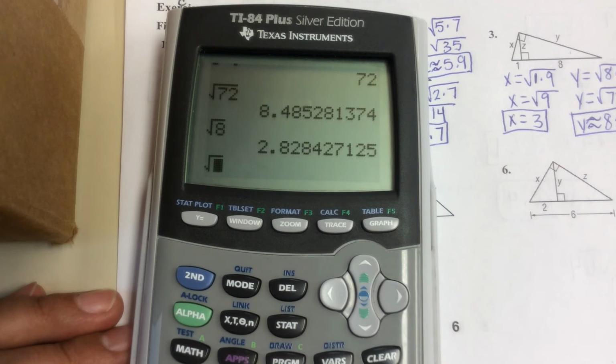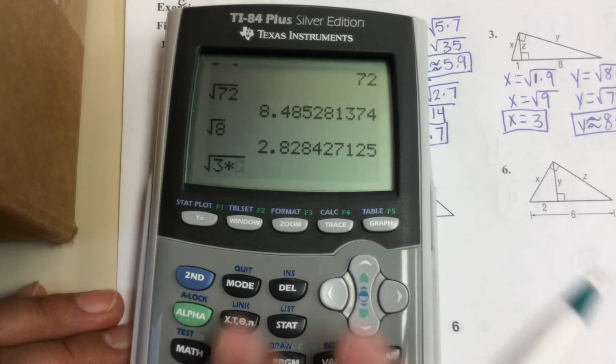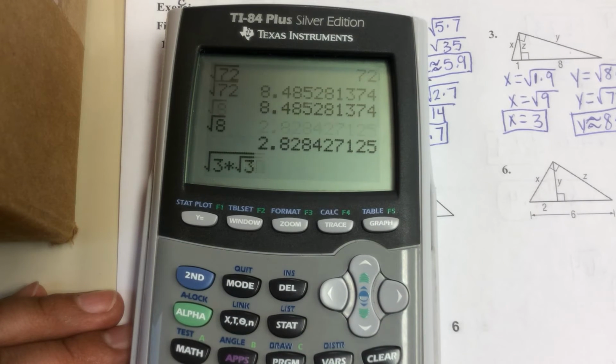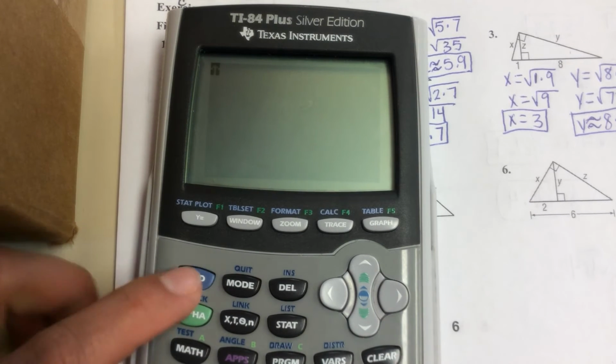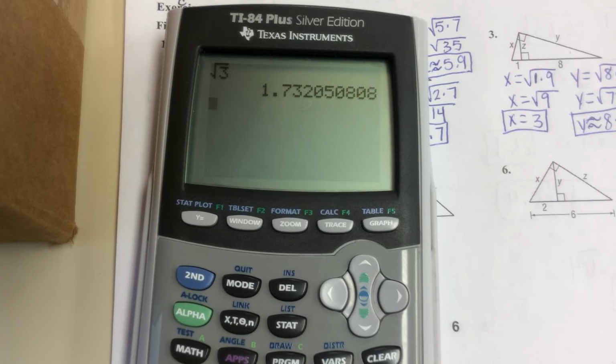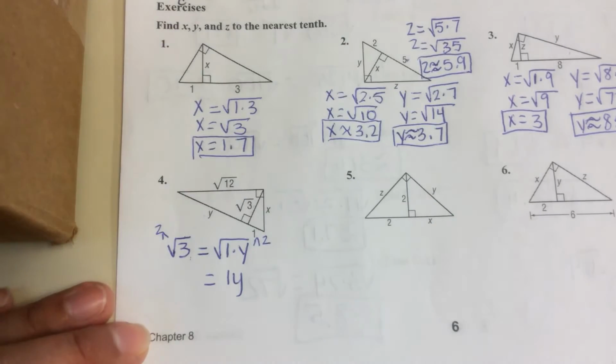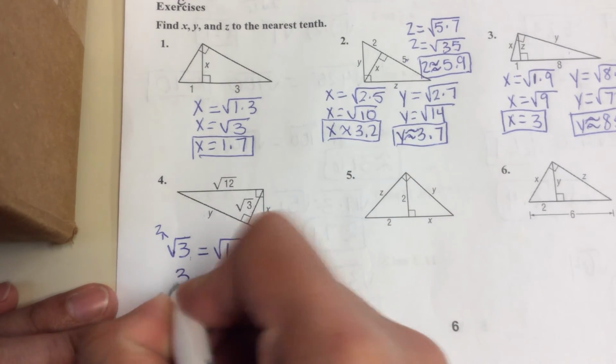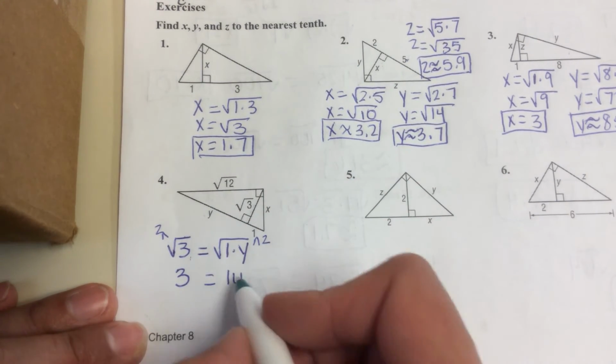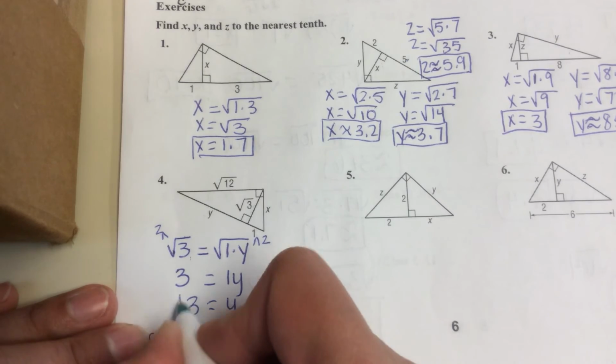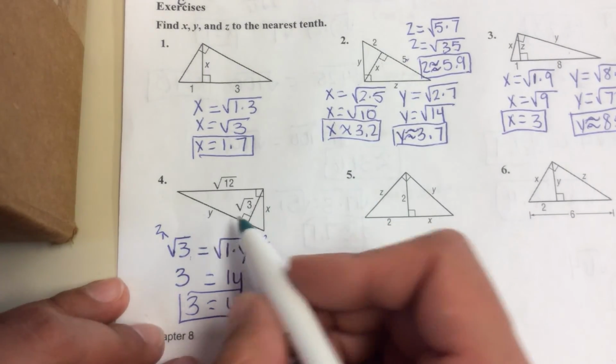For example, the square root of 3 times the square root of 3 gives you 3. Okay, so this gives you 3. And 1y is obviously y equals 3. So now we know what y is in here.